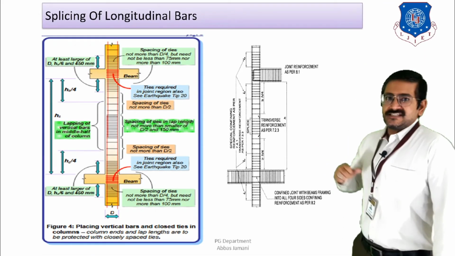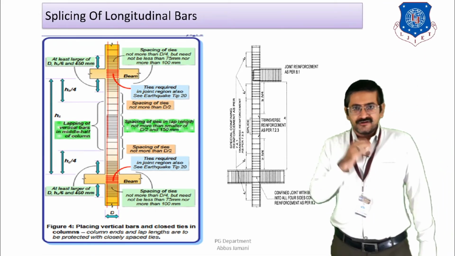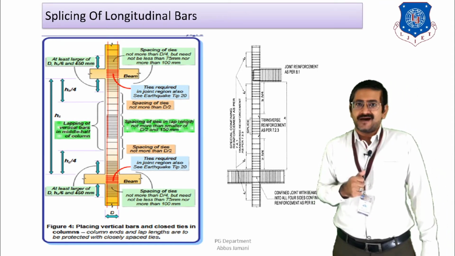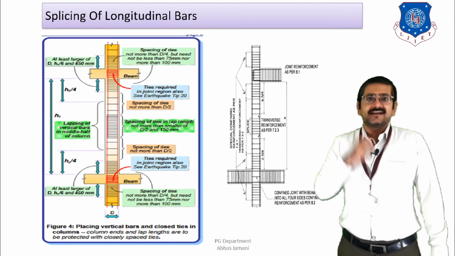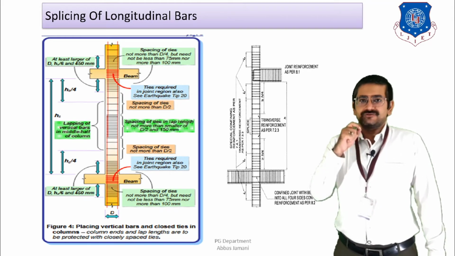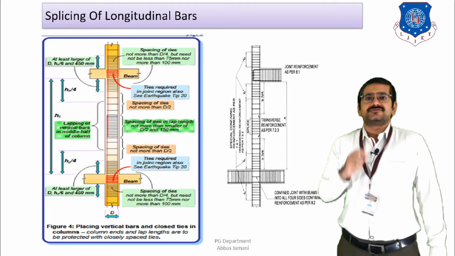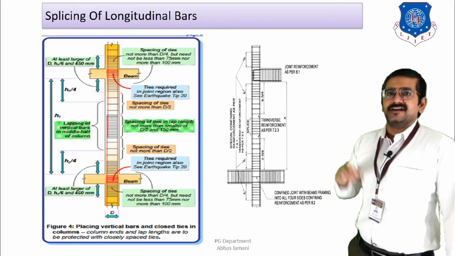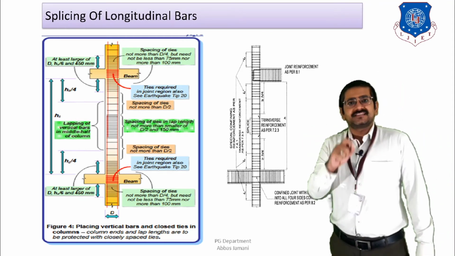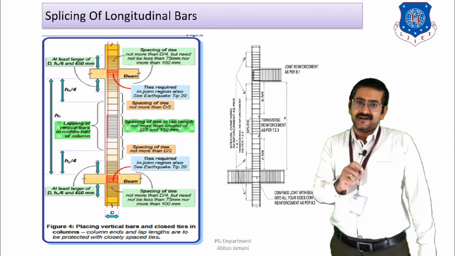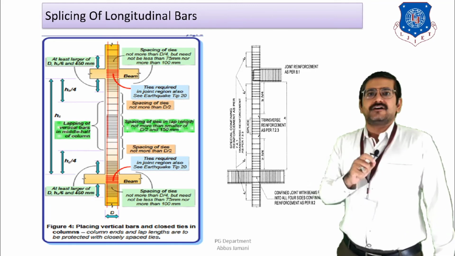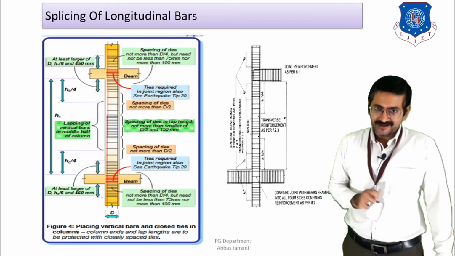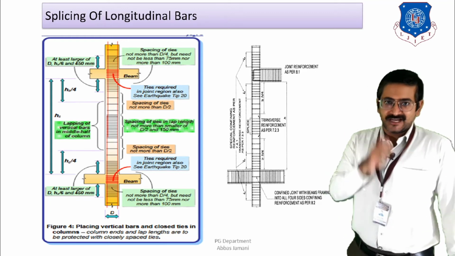Then next, coming to the splicing of longitudinal bars. If you remember, in the last class we have seen these guidelines for splicing and lapping of bars in the case of beams also, where the guideline was such that the splicing of bars should not be done at the joint, and should not be done within a distance 2D from the face of the joint. The same guideline is applicable here in the case of columns also, where the splicing of longitudinal bars should be avoided at the joint, and also the splicing of reinforcing bars should be avoided within 2D distance from the face of the column. Right? So where does the splicing actually take place in the case of columns?